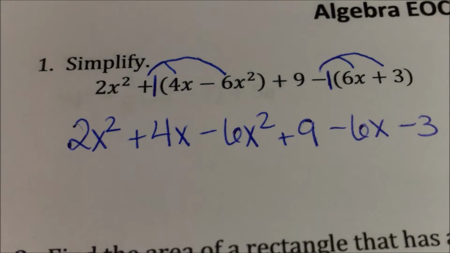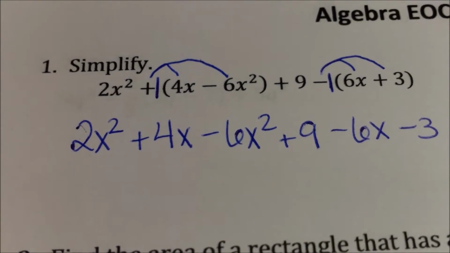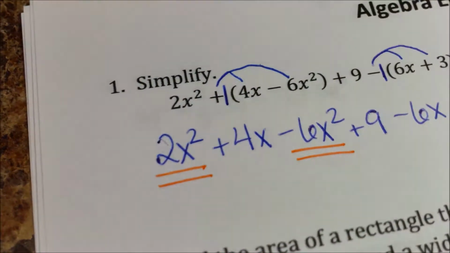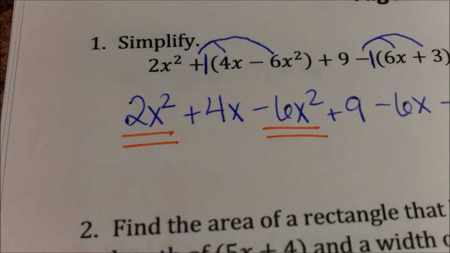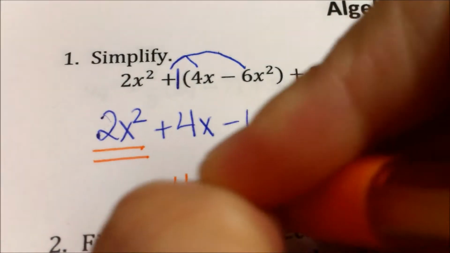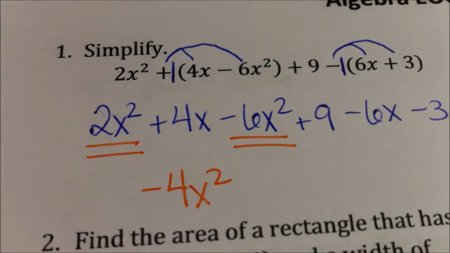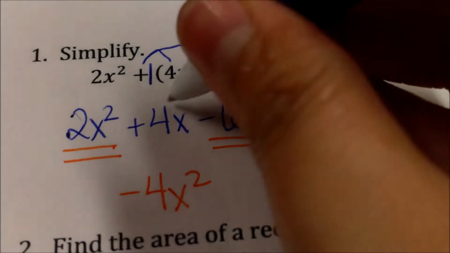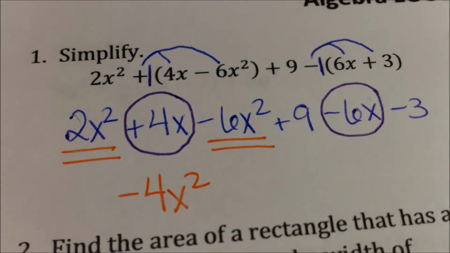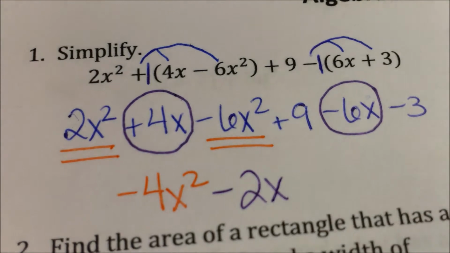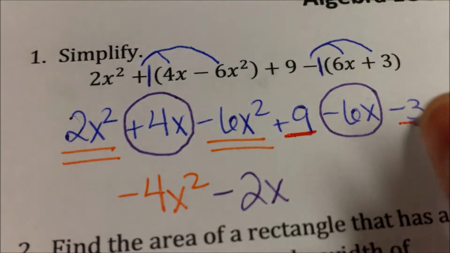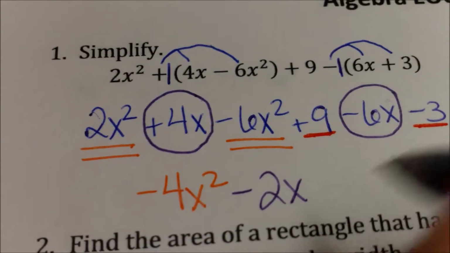And then we combine like terms. And in this case, we have the x squares. Those are your like terms. And 2 and negative 6x squared ends up being negative 4x squared. And we have other like terms. We have the positive 4x and the negative 6x, which ends up being negative 2x. And we combine the other like terms, which is positive 9 and negative 3. Which ends up being positive 6.